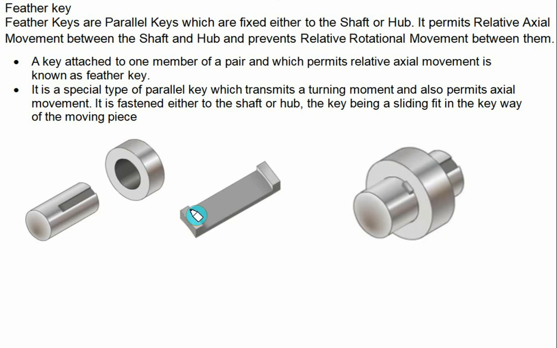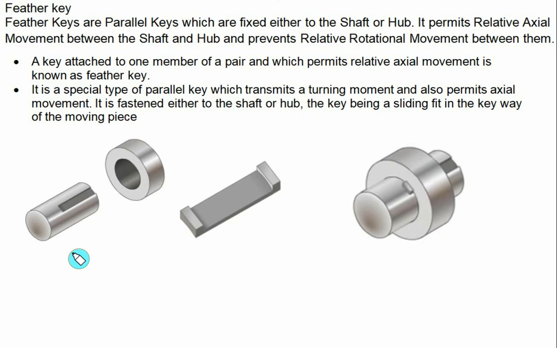So when this key is inserted in the keyway, then we get a final assembly as shown in this figure. The key is attached to one member of the pair, in this case the shaft, and this permits relative axial movement. It is known as a feather key. It is a special type of parallel key which transmits a turning moment and also permits axial movement.